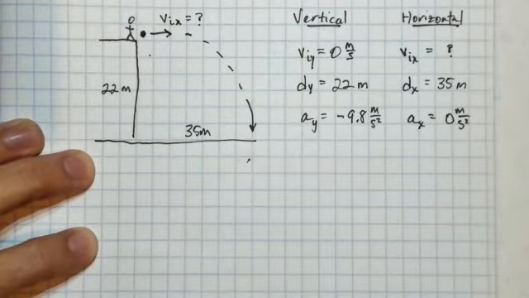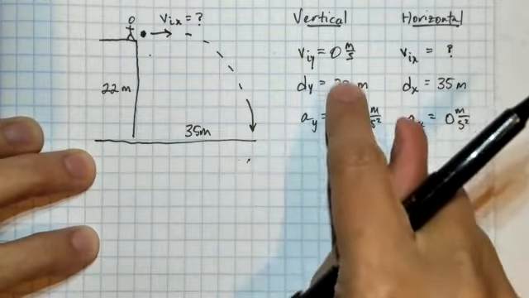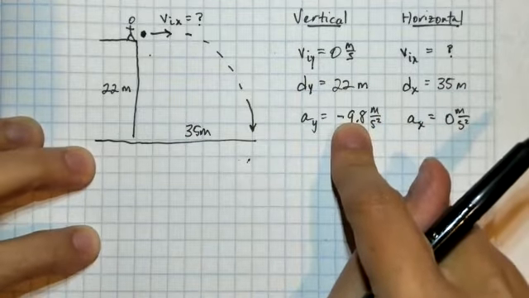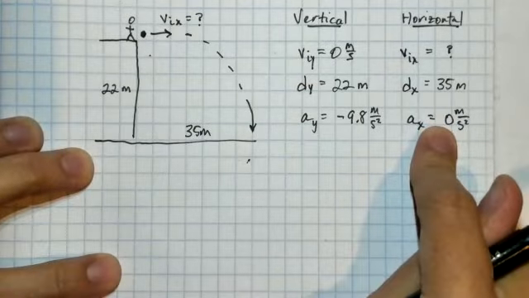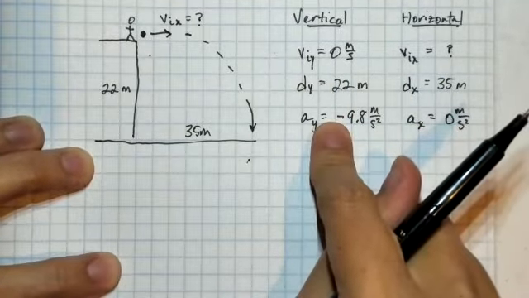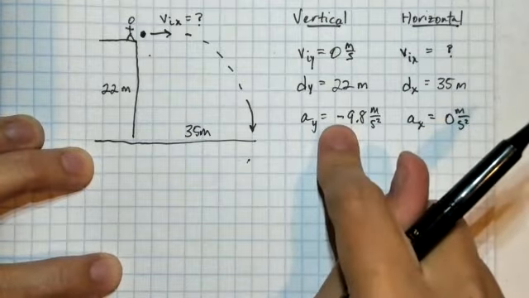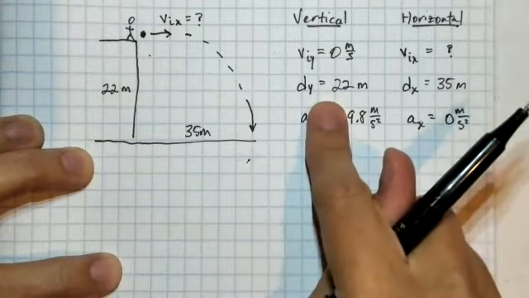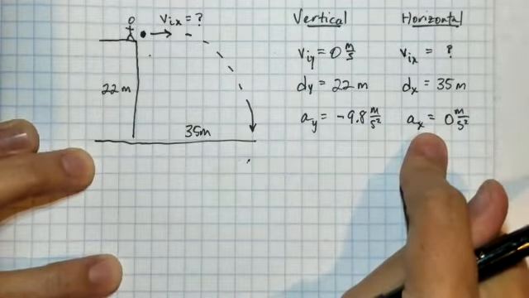Our next step is to choose the dimension you know the most about and solve for the time the projectile is in the air. So if you look at this, we have three pieces of information for our vertical dimension and only two for our horizontal dimension. So we're going to use this vertical dimension first. And we want to solve for the time because the time that the projectile is in the air is going to be the same for vertical motion as it is for horizontal motion.